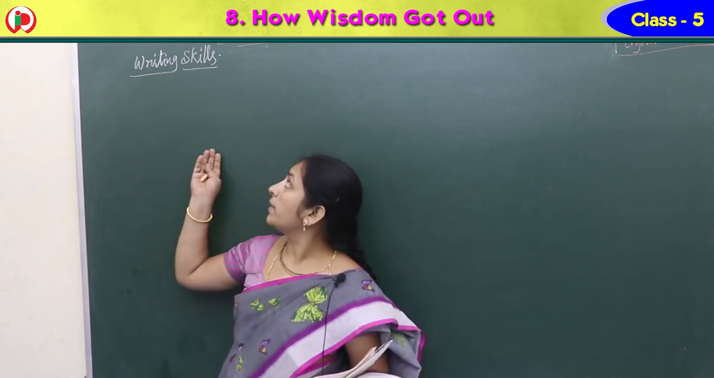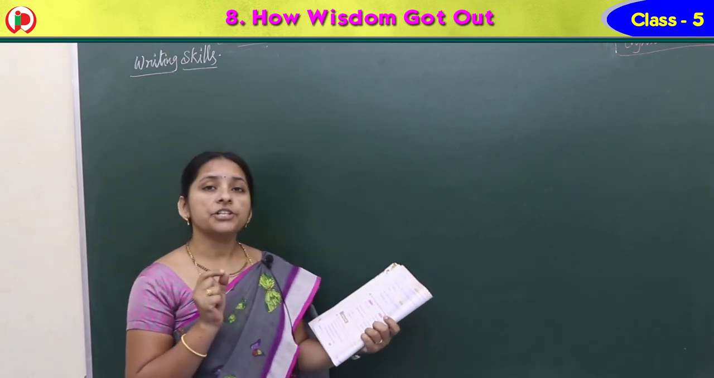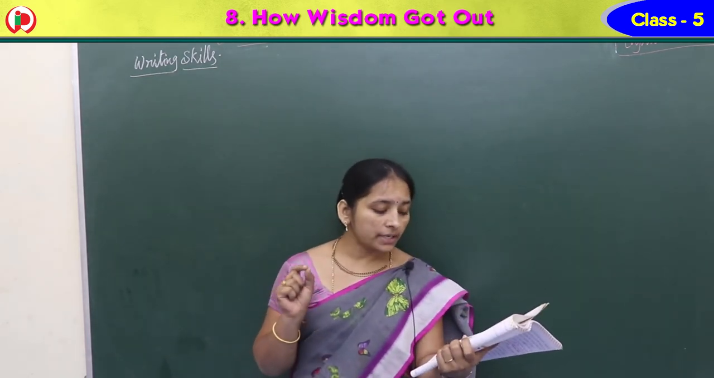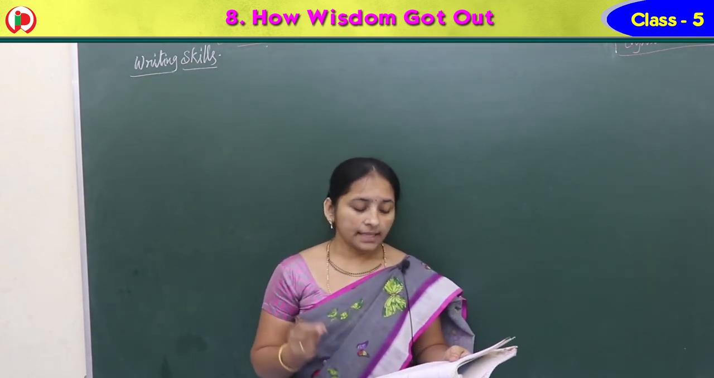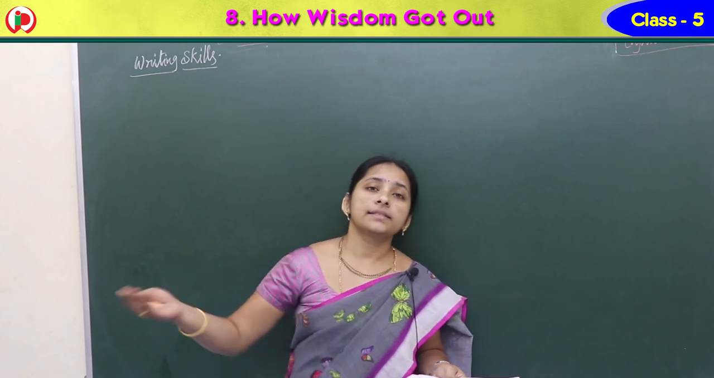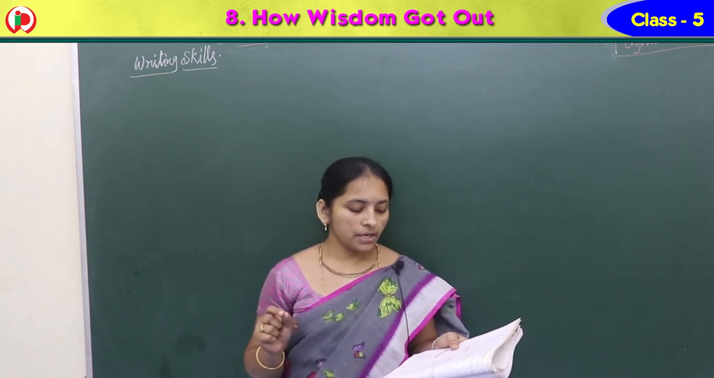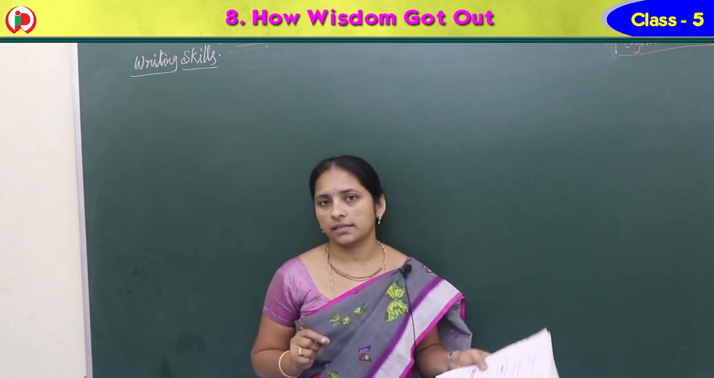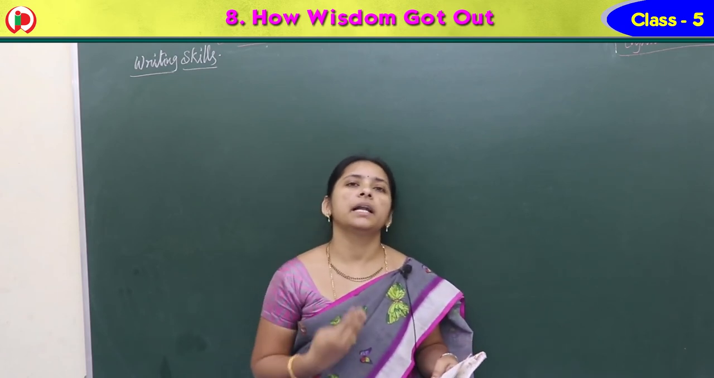Yes, see children, next we have writing skills. See your book, all of you. In the writing skills, what did they ask? Write a short paragraph on something that you did for someone or something that someone did for you. So you helped someone, or you did something for someone, or someone did something for you. You should write that. Use the chart below. It may help you build an account of the experience. Here the chart means four questions they have given. With those questions, you can build the whole story.